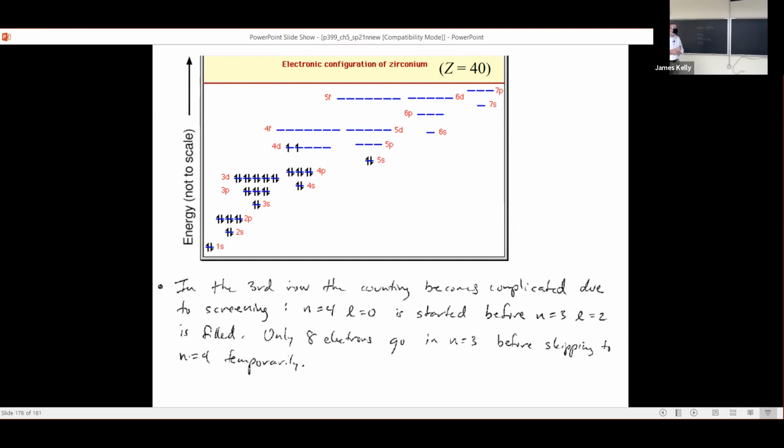Yeah, but like if we're talking about boron, where it has just 1 electron, the L equals 1, I guess. Yeah.